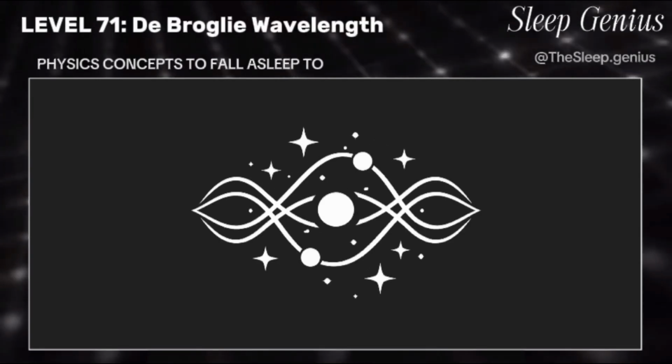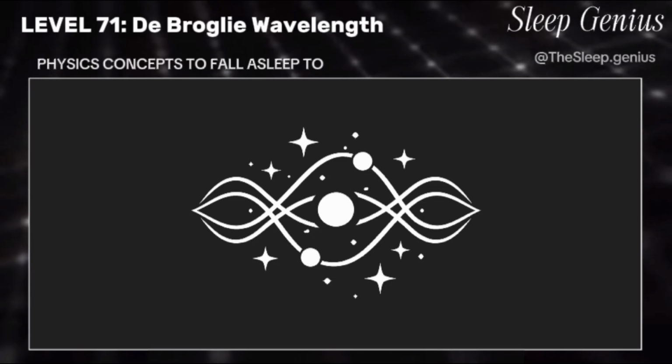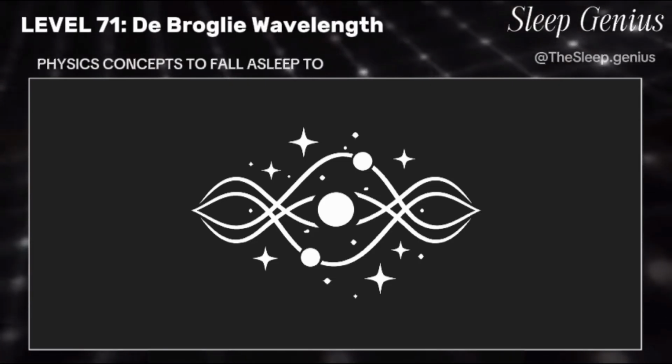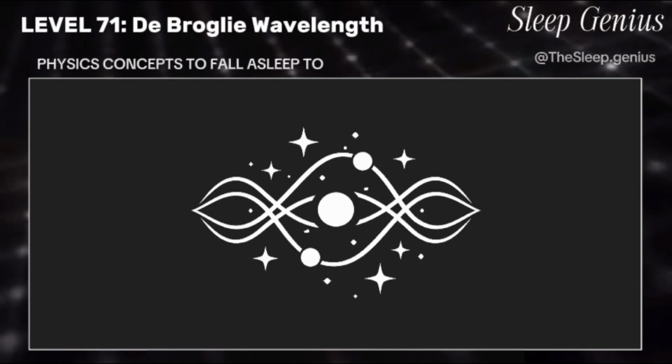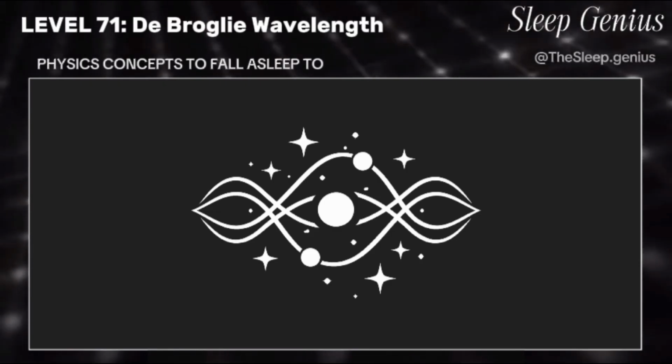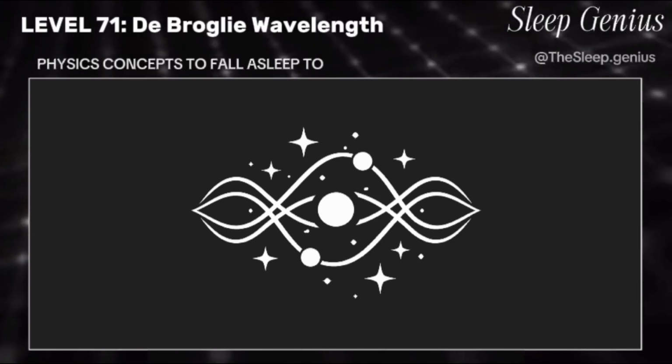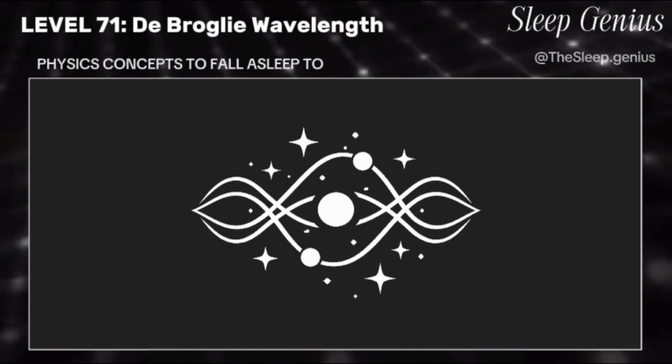De Broglie wavelength is the idea that all matter, not just light, behaves like a wave. It suggests that particles such as electrons have a wavelength associated with their motion. The essence is that moving objects can show both particle and wave characteristics, linking matter to energy in a surprising way. The wavelength depends on the particle's momentum. Faster particles have shorter wavelengths, and slower particles have longer wavelengths.